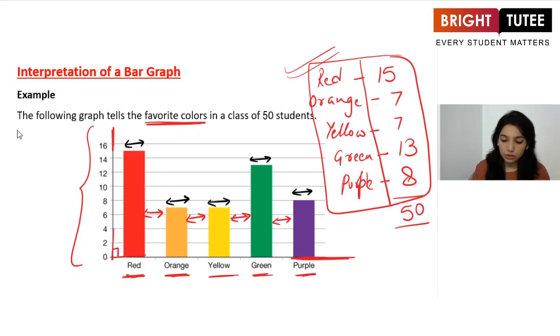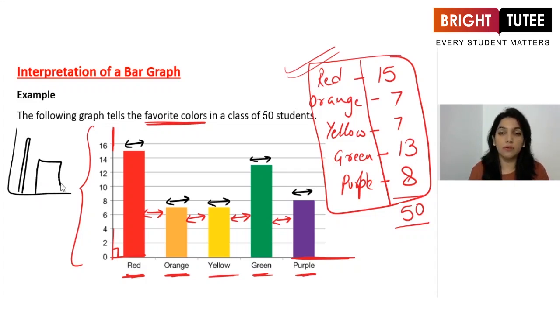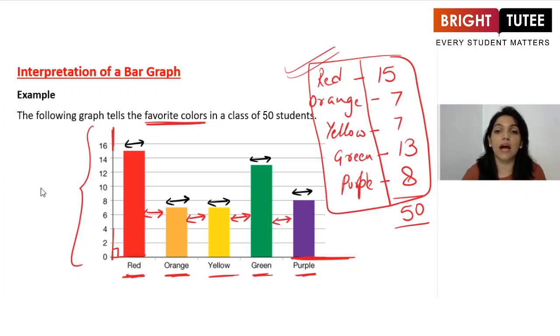Make sure that you keep them in mind. Don't make the mistake of drawing a bar graph with a thin bar here and then a broad bar here. No, it's wrong. You cannot draw this kind of image in your bar graph. They all should be of equal width. Only the thing that can differ is their height.